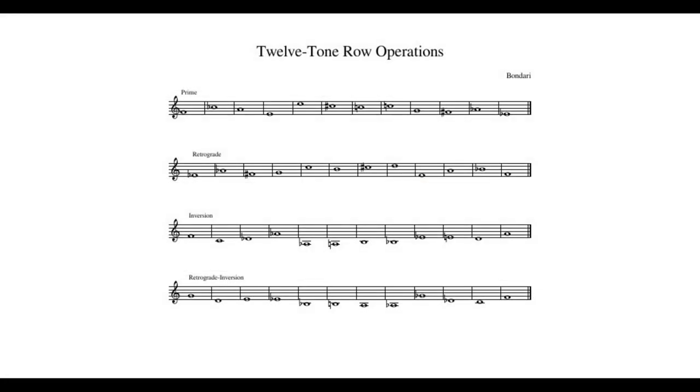And here is an inversion of the prime row. Notice that the first note is the same F compared to the original, but the direction of interval changes. Where first we had a perfect fourth ascending, it's now a perfect fourth descending. Then it was a minor second descending, and now it's a minor second ascending, and so on.